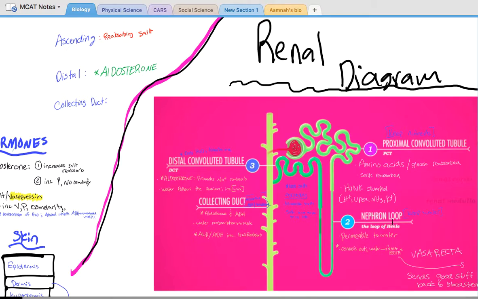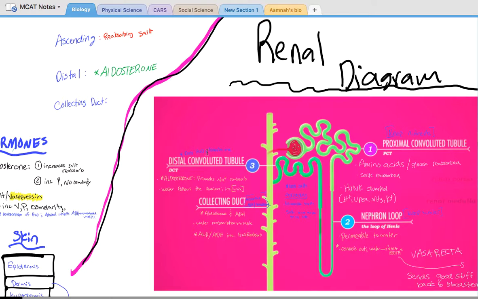In the descending loop of Henle, you've got permeability to water, which means osmosis out, meaning water will leave through the vasa recta. The vasa recta sends all the good stuff back to the bloodstream. Ascending loop of Henle, you're permeable to salts. As you go up the tube, salts leave. And then in the distal convoluted tube, you've got reabsorbing of water because the water will follow the salts that were reabsorbed.